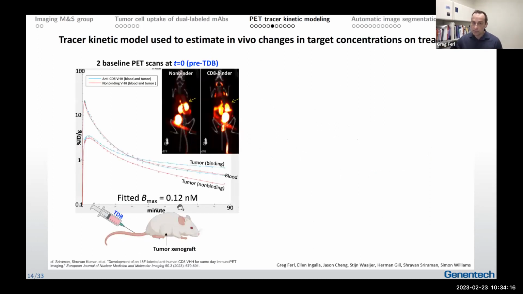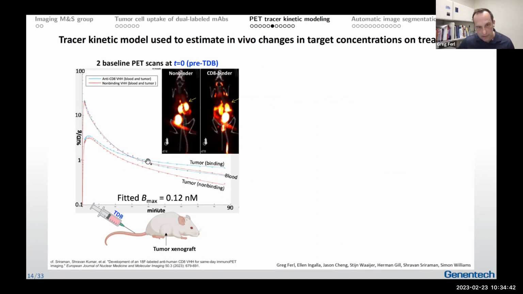But what we can do with a model like this is we have this really nice mouse system where the mouse has a tumor xenograft that expresses, of course, some tumor marker. And then at baseline, before doing anything to the animal, we do back-to-back scans of a non-binding control, right?